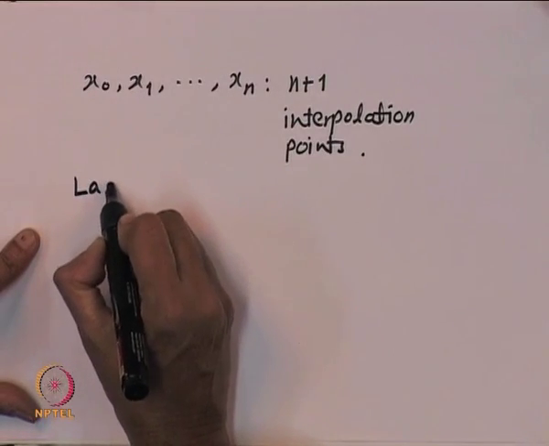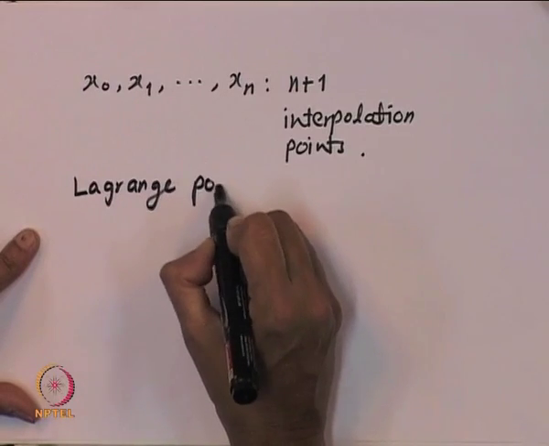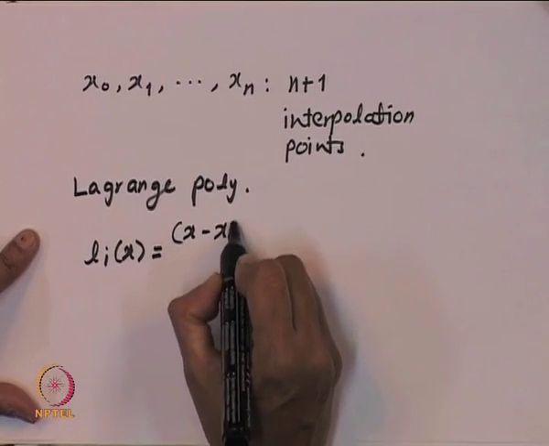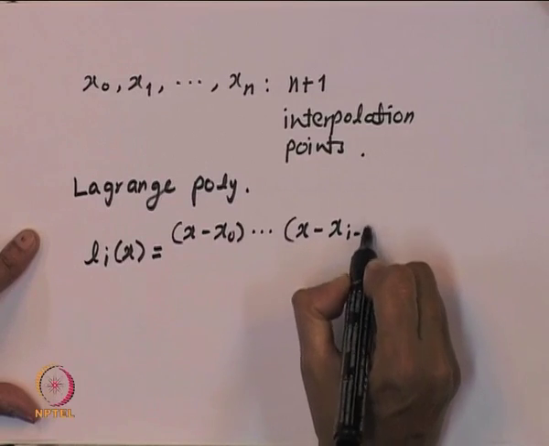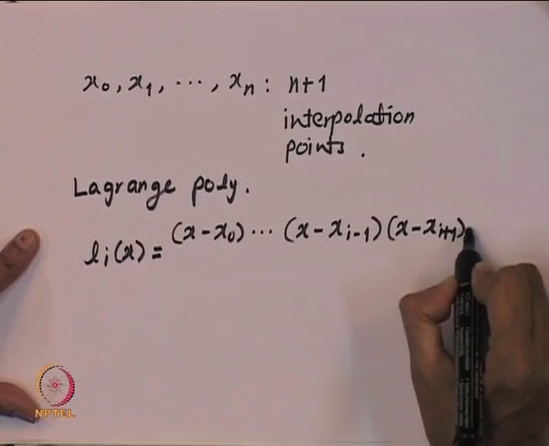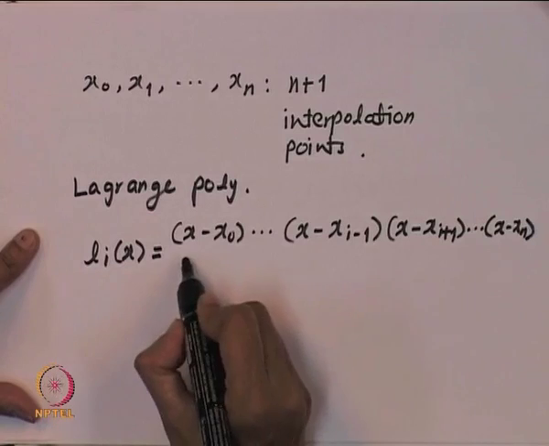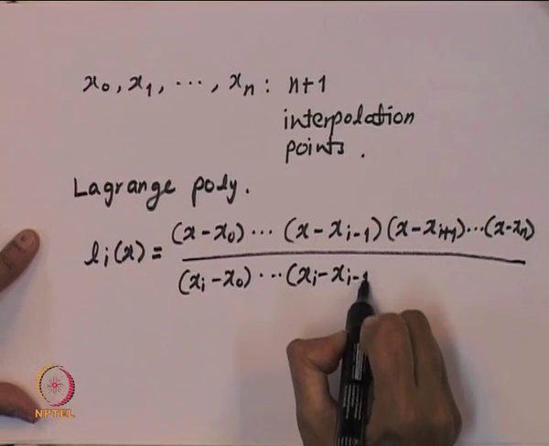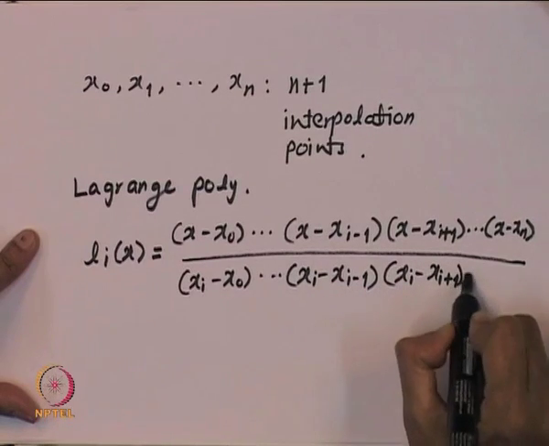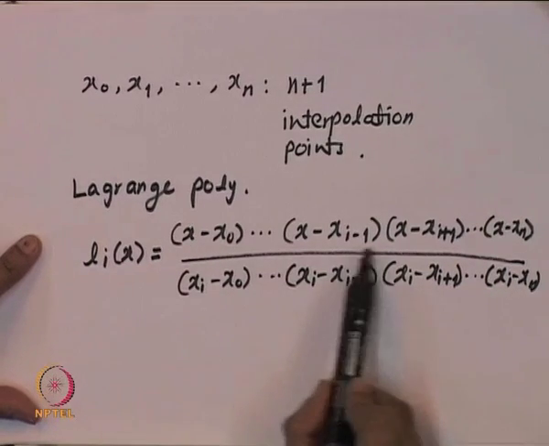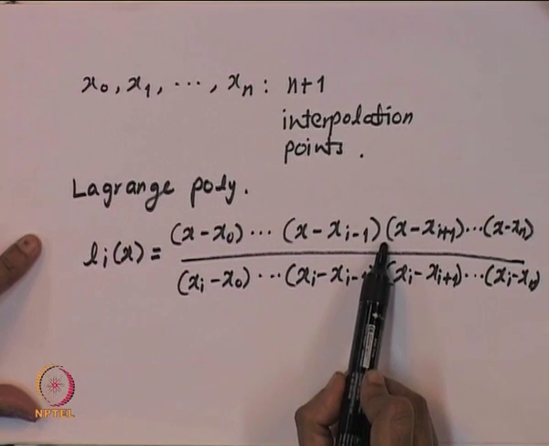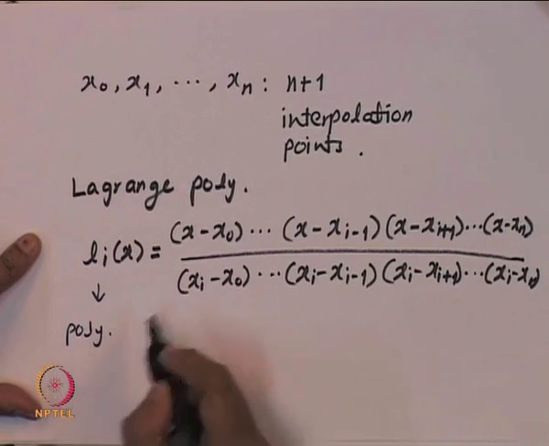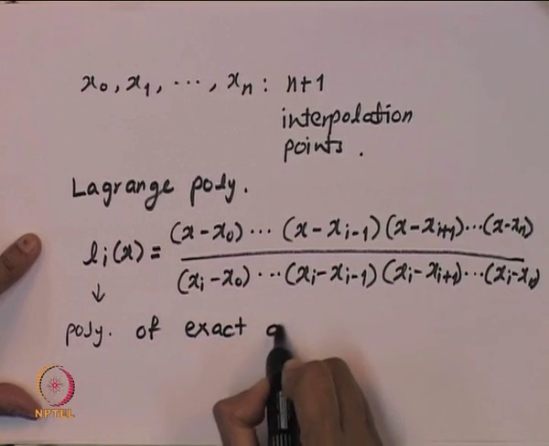Look at the Lagrange polynomial, defined as L I x equal to x minus x 0, up to x minus x I minus 1, x minus x I plus 1 and then x minus x n, divided by x I minus x 0, up to x I minus x I minus 1, x I minus x I plus 1 and the last bracket will be x I minus x n. In the numerator, the only bracket which is missing is x minus x I. So, there are going to be n brackets and hence L I will be a polynomial of exact degree n.